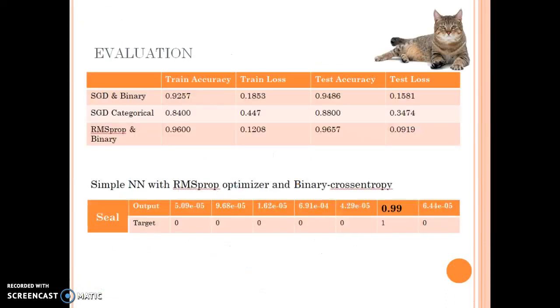Take a look at the evaluation of the accuracy. The RMSprop and binary combination produced the best training and testing accuracy, over 0.96, and the best test loss. So I ran the prediction on one of the instances, such as Theo. The output for that is 0.99 and the target is 1, so that makes a really good prediction.